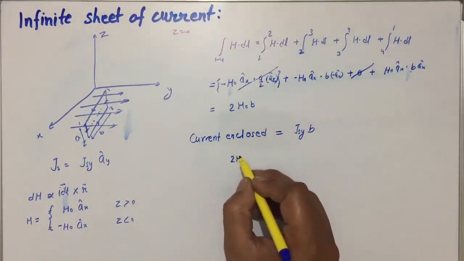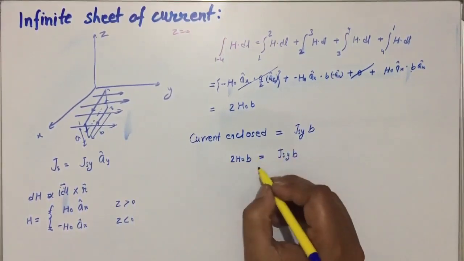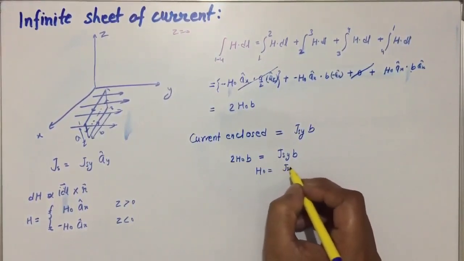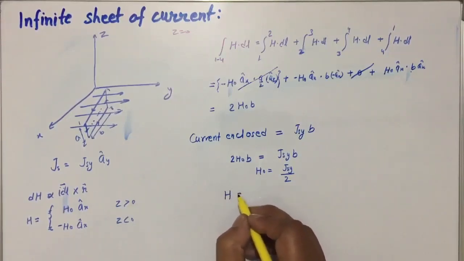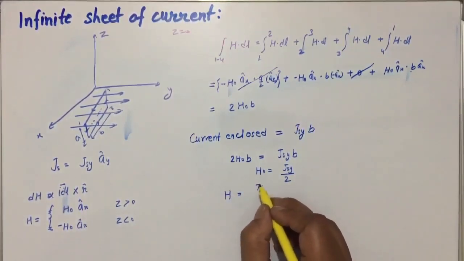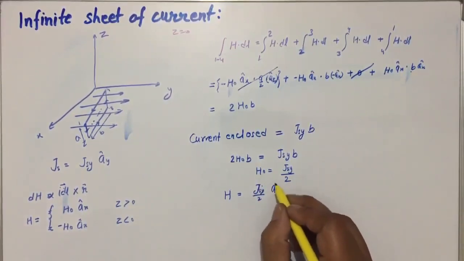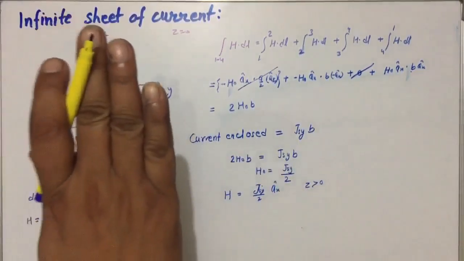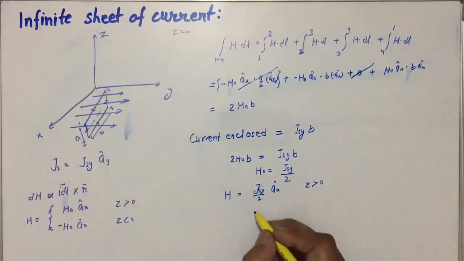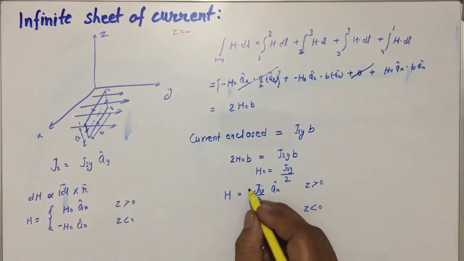So 2H0B will be equal to JSYB, and H0 from here we can say JSY by 2. Now put this here, H will be H0, that is JSY by 2 in the direction of AX for the Amperian path above the sheet, and JS by 2 in the direction of minus AX for below the sheet.